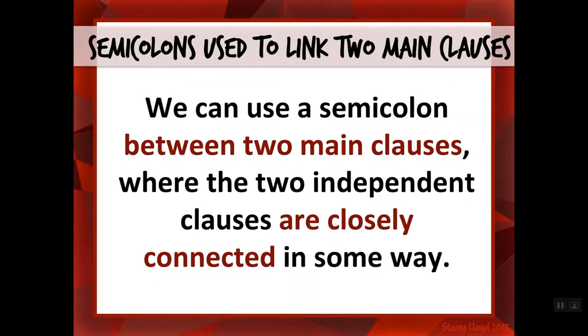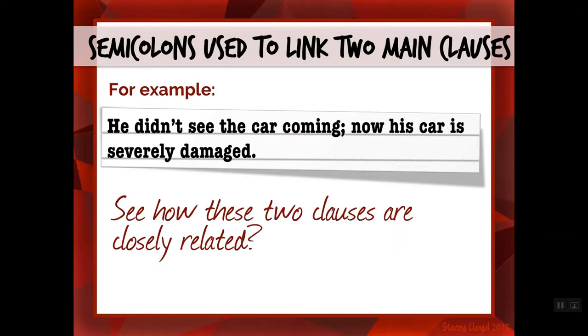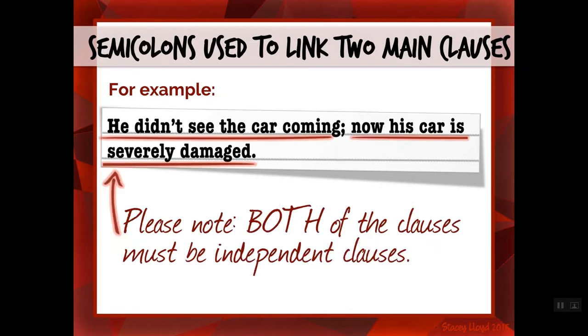We can use a semicolon between two main clauses where the independent clauses are closely connected in some way. So you can connect two full sentences when they're closely connected with a semicolon. He didn't see the car coming. Now his car is severely damaged. There are two full sentences. He didn't see the car coming, period. Now his car is severely damaged, period. Those are two short sentences. And you can connect them either using a coordinating conjunction and a comma, or a semicolon. Both of these clauses must be independent. They have to be full sentences.